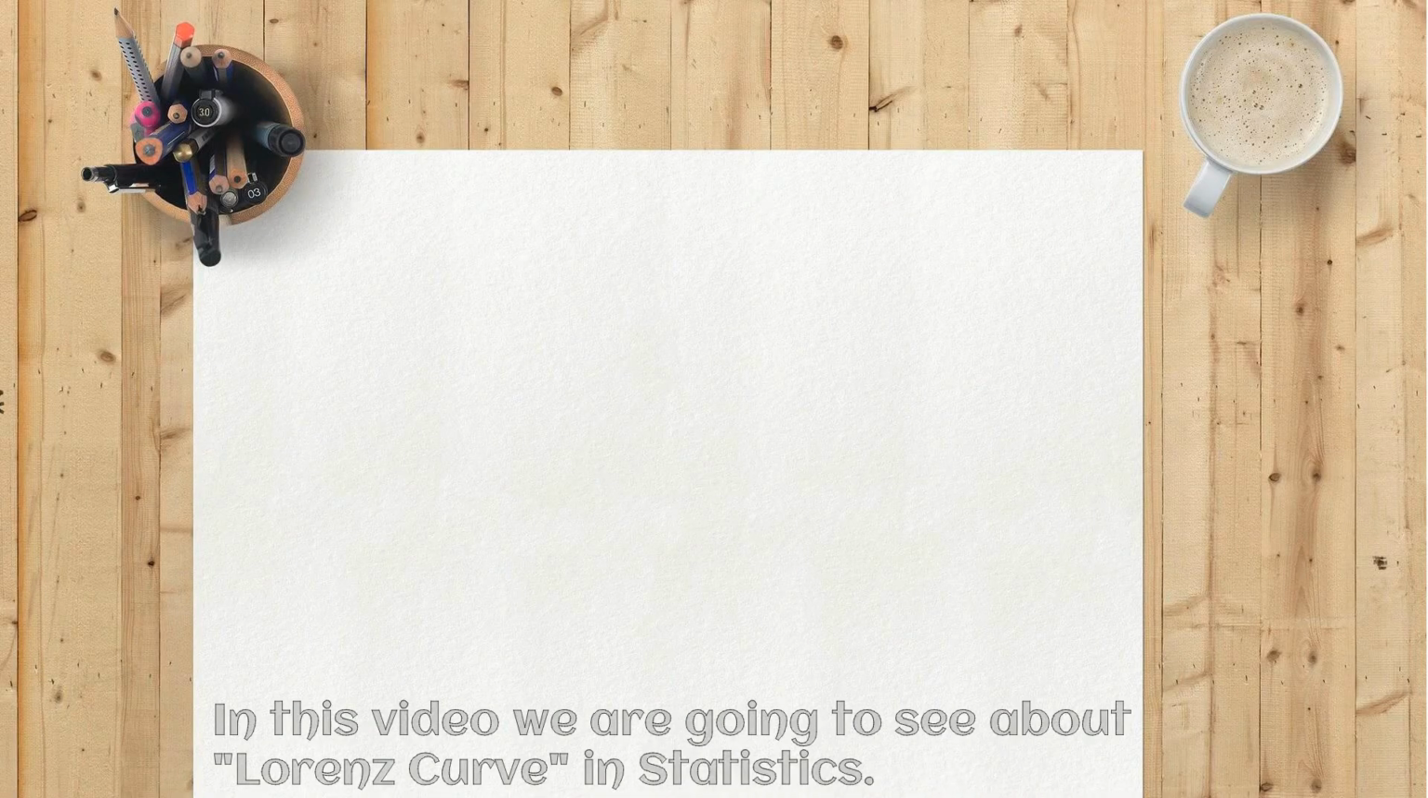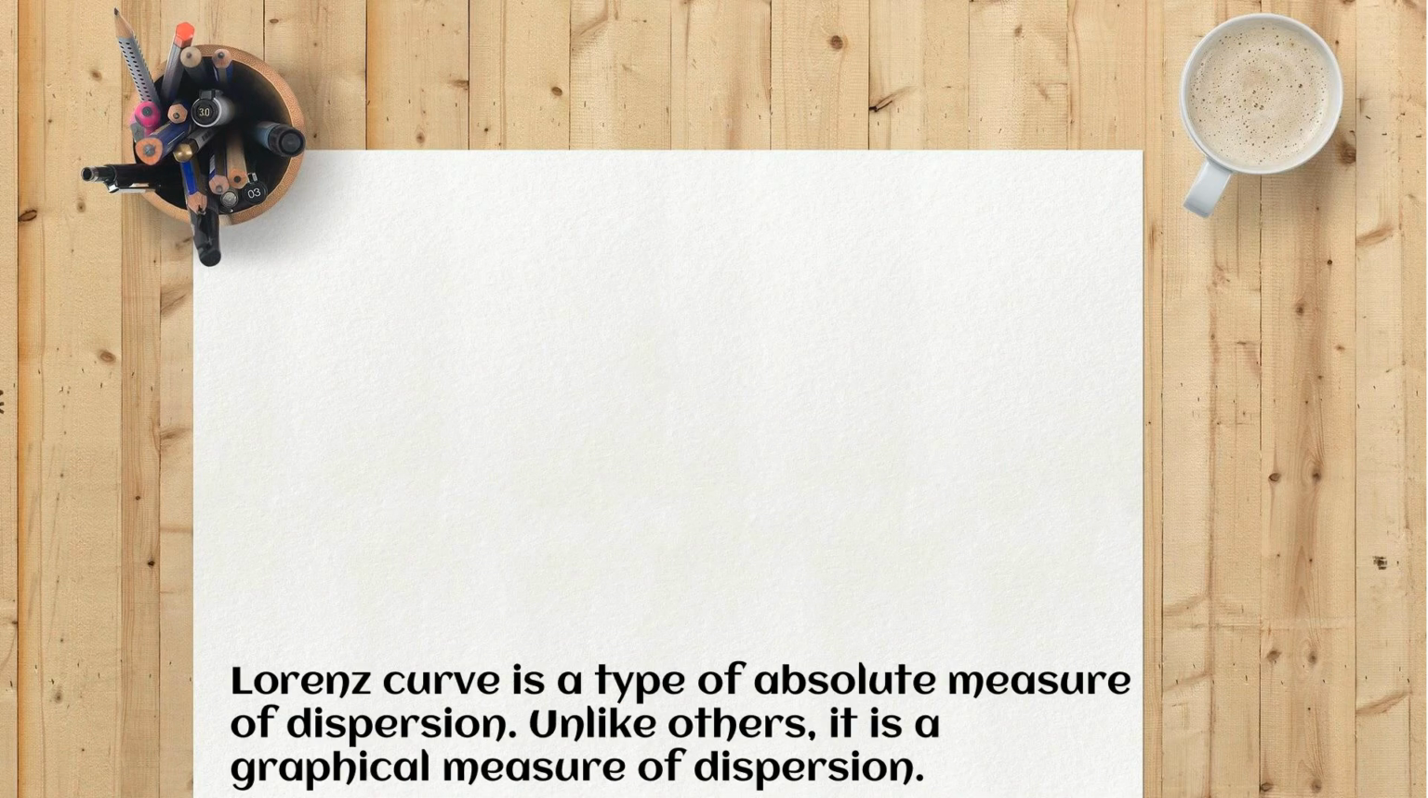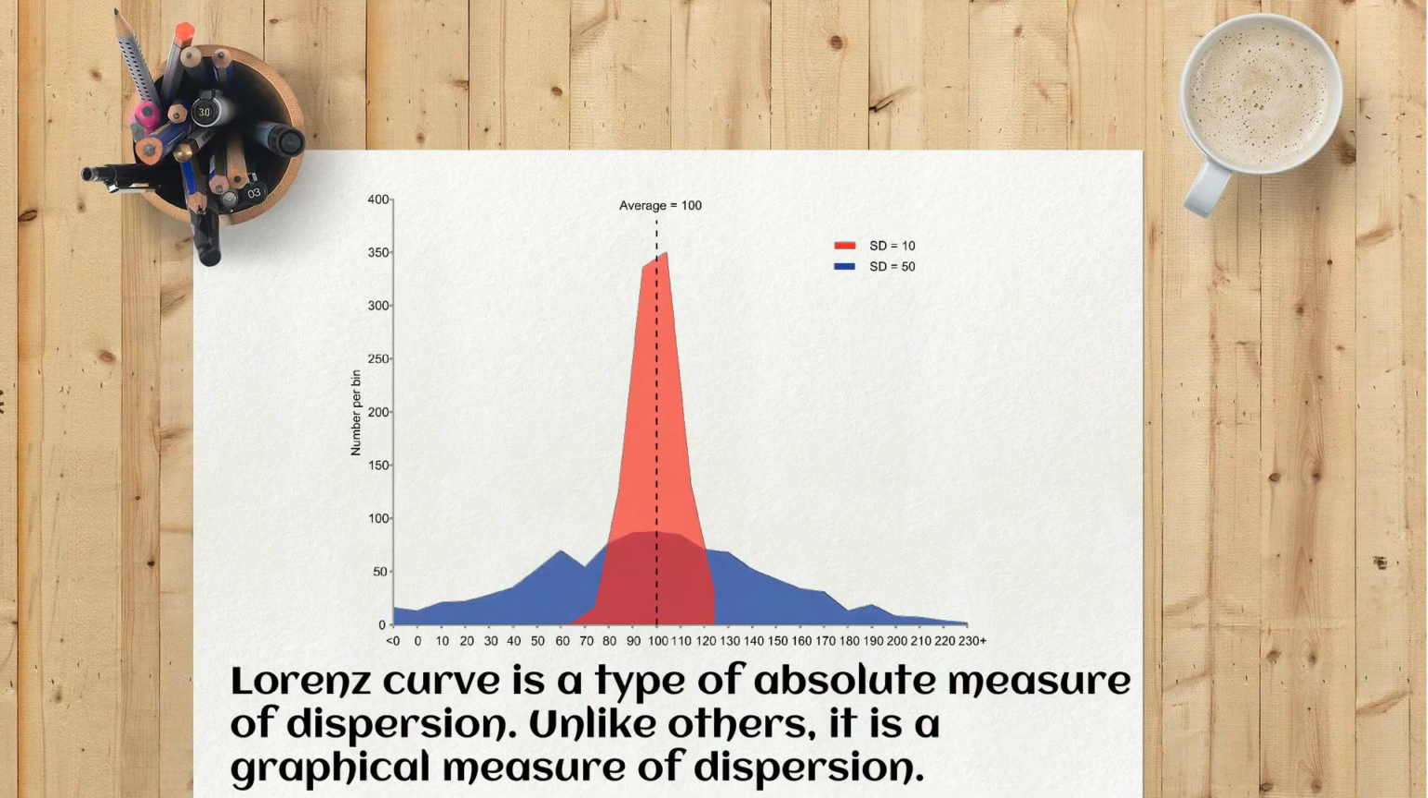In this video, we are going to see about Lorenz curve in statistics. Lorenz curve is a type of absolute measure of dispersion. Unlike others, it is a graphical measure of dispersion.